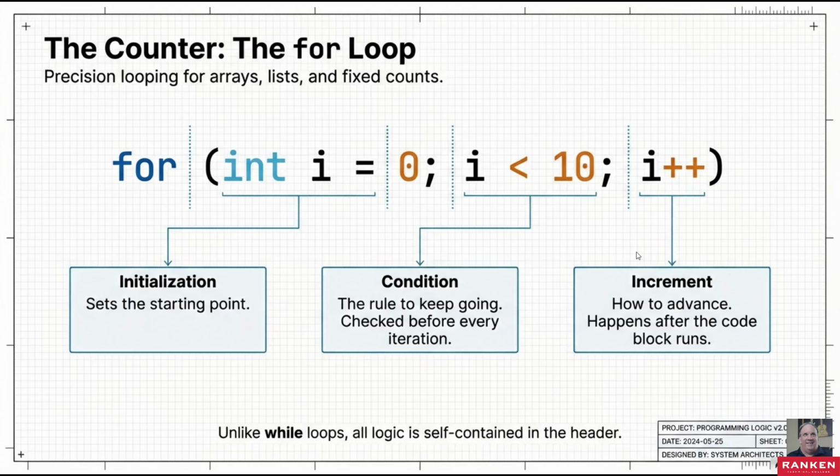And here's your increment, how to advance. It happens after the code block runs. After the code block runs once, i++ is going to add 1 to it. So the first time you come in here, i is going to be 0. After it executes your code and comes back, it's going to increment it by 1, so now i will be 1. All the way up until i is 10. Once i is 10, it's going to say, nope, 10 is not less than 10, and it's going to finish your loop. It's going to fall out.